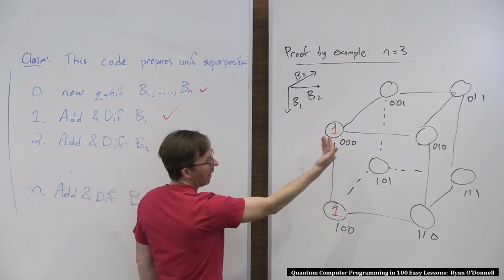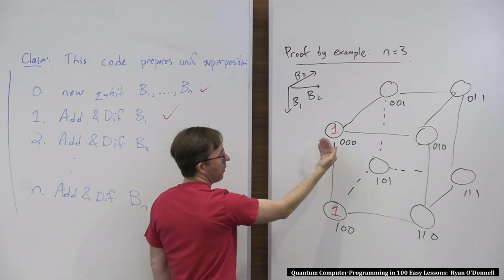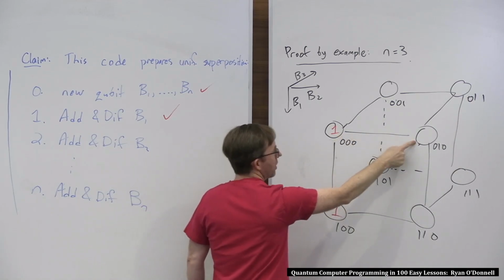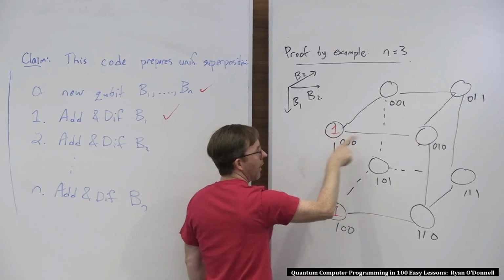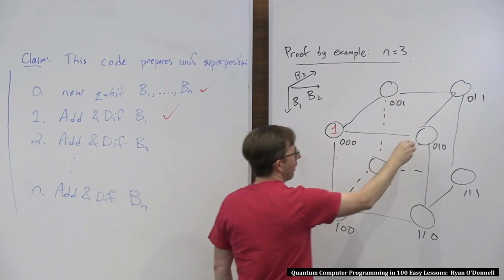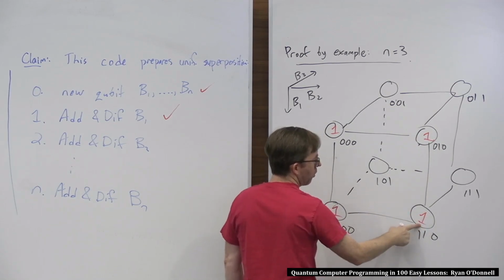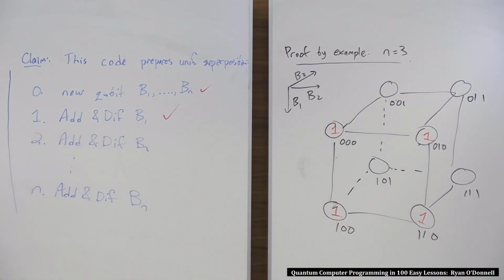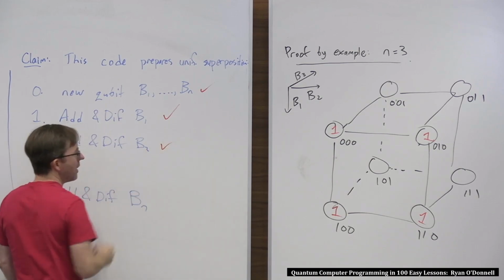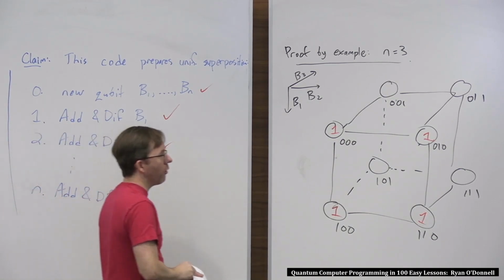On the back face, everything is 0, so nothing is happening. On the front face, we have this horizontal edge, 1 and 0, so 1 plus 0 is 1, and 1 minus 0 is 1, so we get to here. And here we're also going to get 1 plus 0 and 1 minus 0. After this instruction, we have the uniform superposition on the front face.